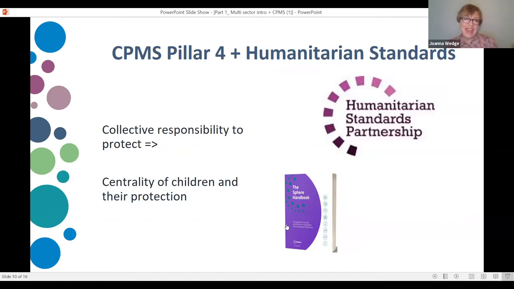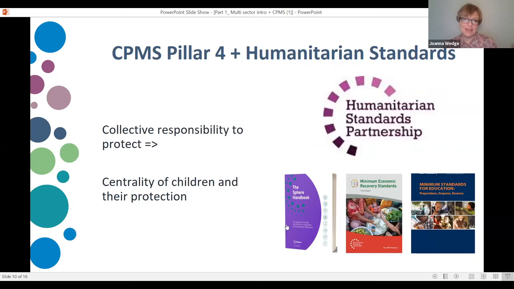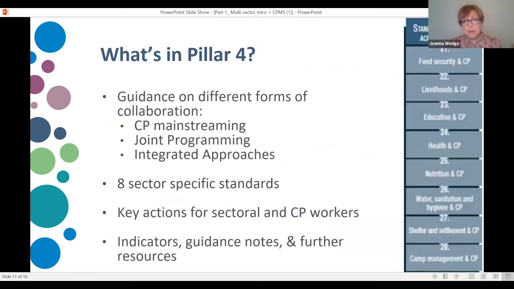If we could go onwards, we'll look at the CPMS themselves. When we look at Pillar 4, you have on the right-hand side all the different standards that are part of the pillar. In the introduction to the pillar, there is guidance about the different forms of collaboration that we can take with other sectors. We can look at the mainstreaming of child protection into health, for example. We can look at joint programming between two or more sectors. And we can also look at integrated approaches.